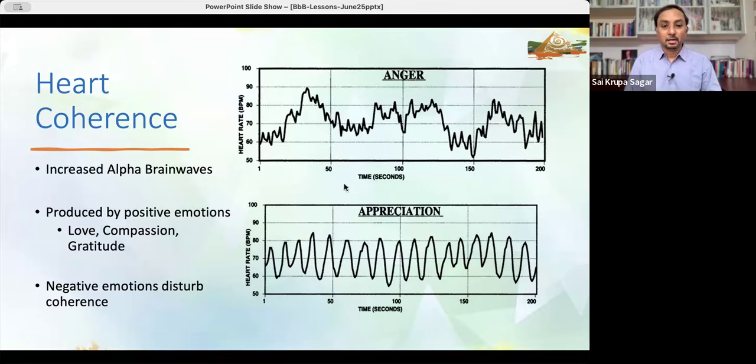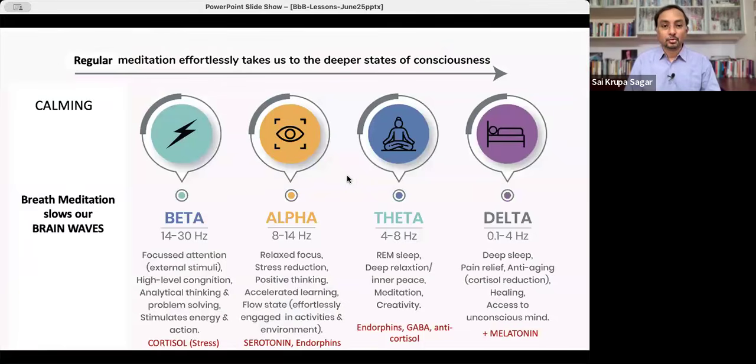When you are in positive emotion, this is how your heart rate variability is. When you are in negative emotion, this is what it is. We'll see tomorrow when we talk about the energy system. We'll talk more about it.